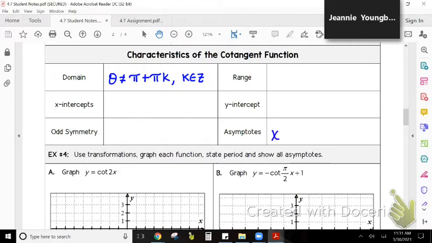Okay, so my asymptotes are at x equals pi plus pi k, because they are where the domain cannot be. And anytime we use a k, we need to use that notation afterwards. All right, what about my range? Negative infinity, positive infinity? Yeah, it keeps going down and it keeps going up. So negative infinity to positive infinity.